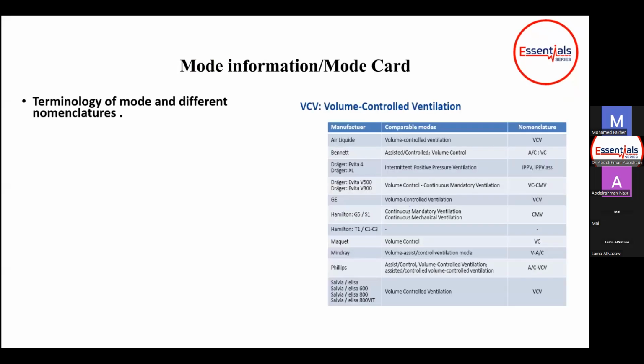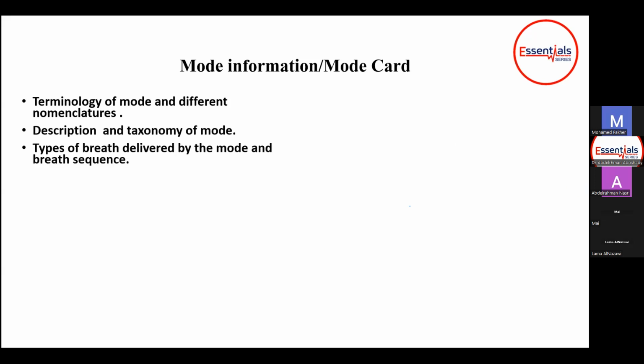What do we need to know about any mode? I call this the mode card, a card of introduction to the mode. For any mode, conventional or non-conventional, there are 9 pieces of information we need to understand. First, the terminology of the mode in different generics of commercially available ventilators. Sometimes the mode that you use is called by another name because there is no standardized nomenclature for the modes of ventilation. So the volume control mode is sometimes called IPPV mode or VCV mode or CMV mode. The different nomenclature should be understood by each of us.